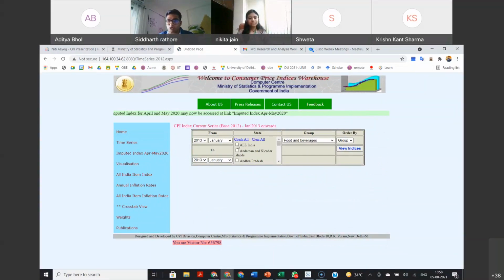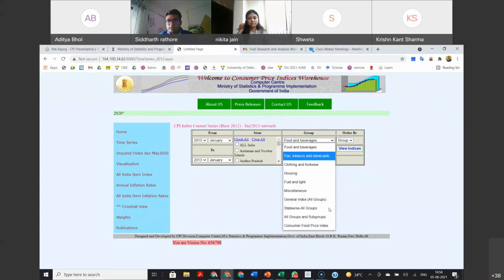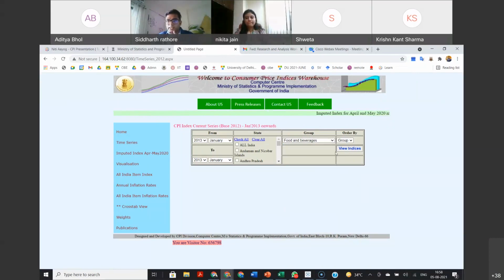So what we did was we checked out all the factors, because we also wanted to do a spatial analysis. And then we wanted all the groups, so you can take all the groups, and it takes a little bit of time. But then it gives a CSV file or an Excel file to download. You can easily download it, and once you have downloaded that, then the important part comes.